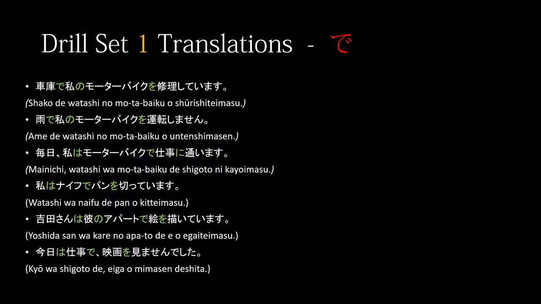And the final sentence is 今日は仕事で映画を見ませんでした. Today, because of the job, I have not seen the movie. This time three particles: wa establishes the topic once again, we have de to establish the reason, and o to mark the direct object of our verb. So in short, everything we have seen here shows the primary uses of de as a marker for reason, for location, and for an instrument, so keep that in mind. And now we are moving on to our next drill set with ni.